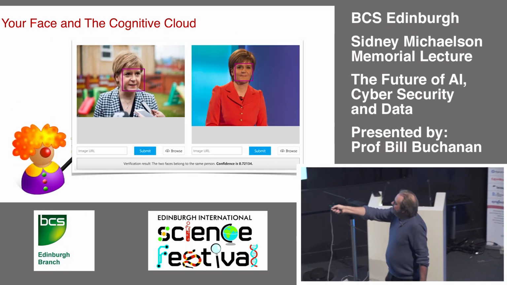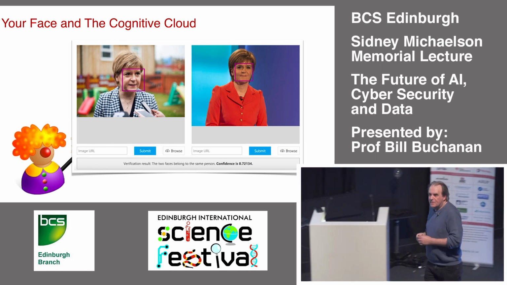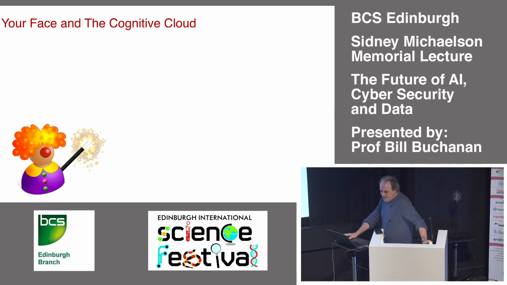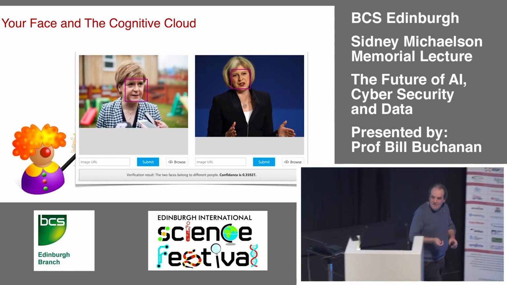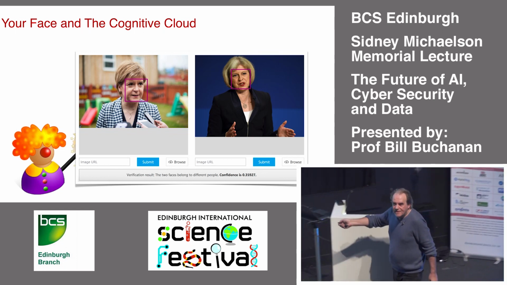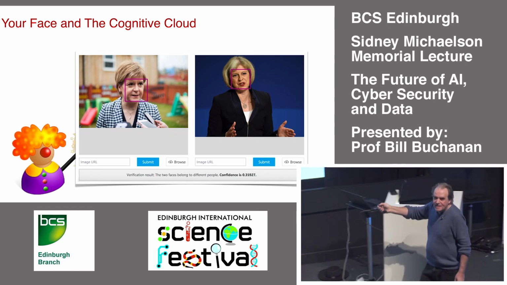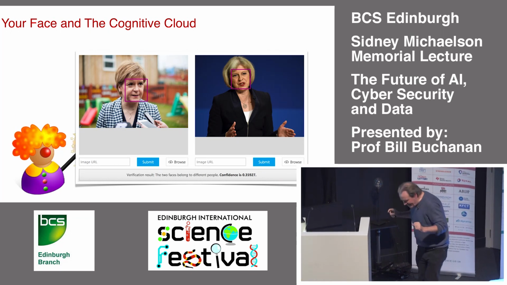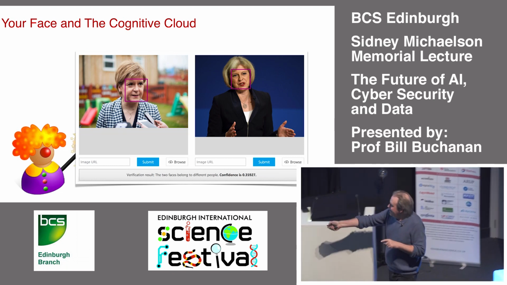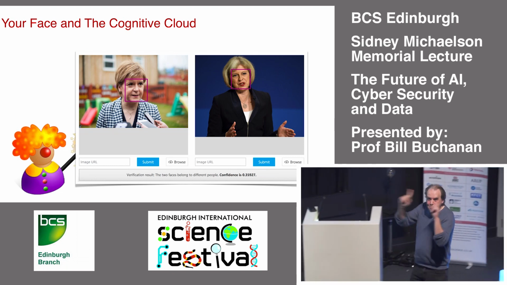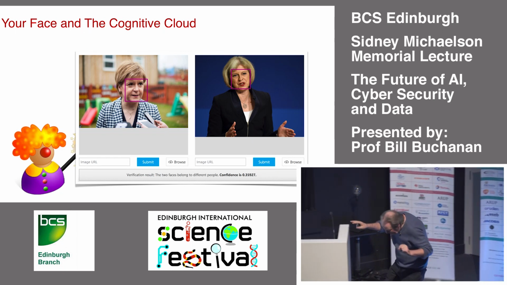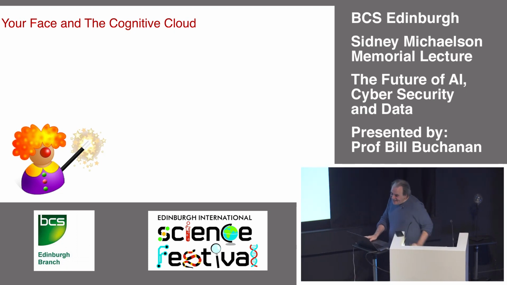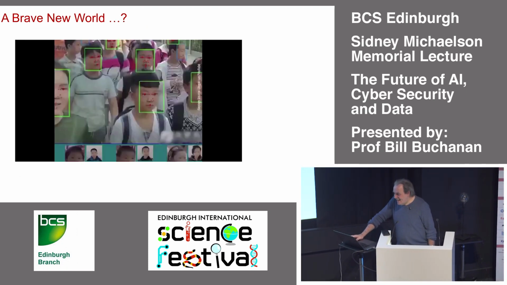So I fed these two photographs in, confidence of 0.72 that that's the same person. But then I fed these two pictures in, and look at that. That got a confidence of 0.35. Have you ever seen Nicola Sturgeon and Theresa May together in a room? I don't think so. I'm not trying to spread the rumor here, but that's a pretty high confidence factor. Maybe they're the same person. Would that be scary or not? So the cloud does that, and you can't hide from it.